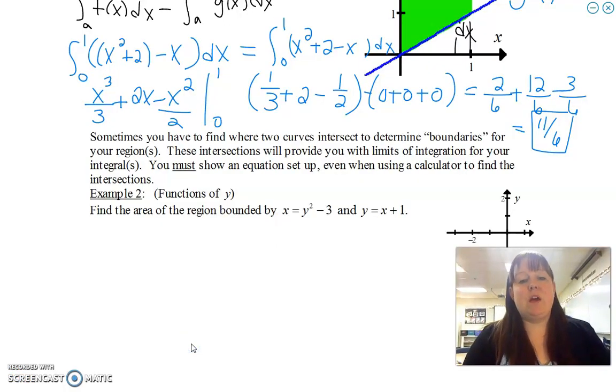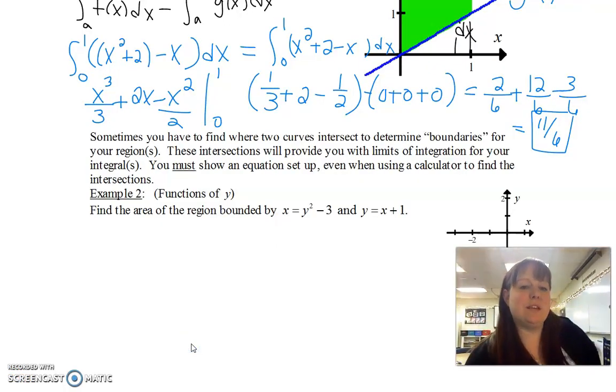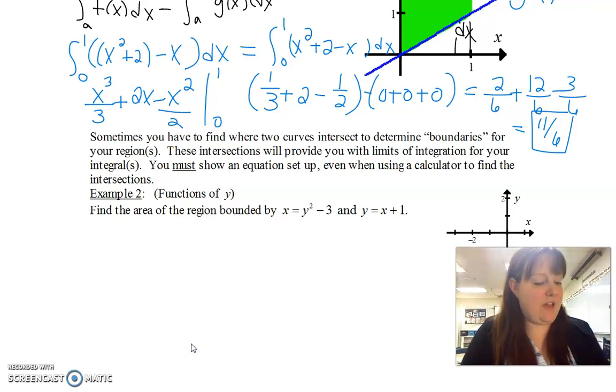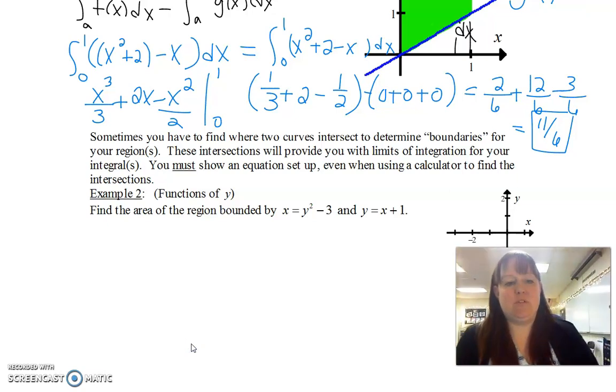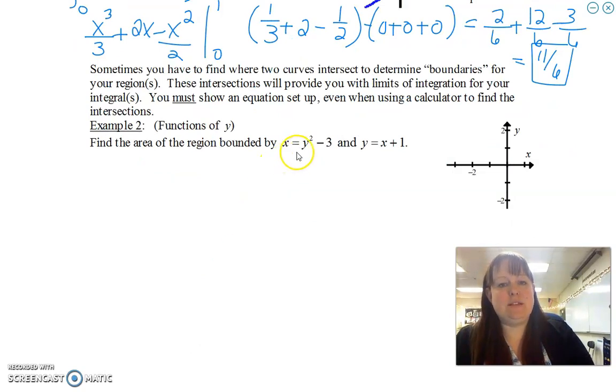Right, so what happens when you have a function that is in terms of y instead of in terms of x? For example, the function that we have here is x equals y squared minus 3. If we wanted this in terms of x, we'd have to add 3 to both sides and take the square root, and it would actually be a really gnarly looking function, right? And then we'd have to have the positive and the negative. And the issue that we would have is, let's just draw this, okay?